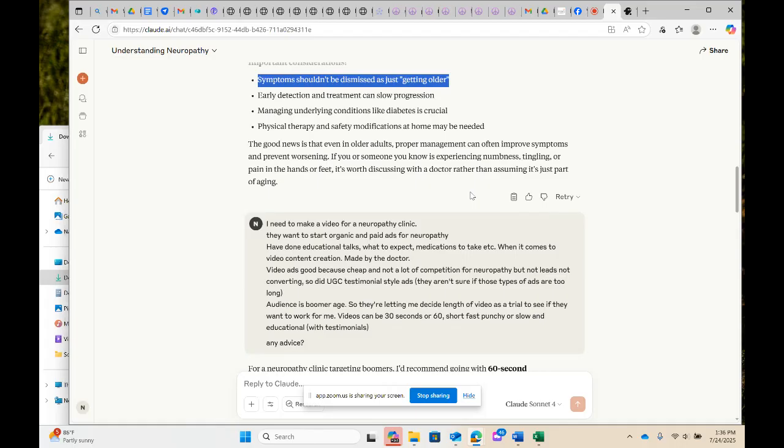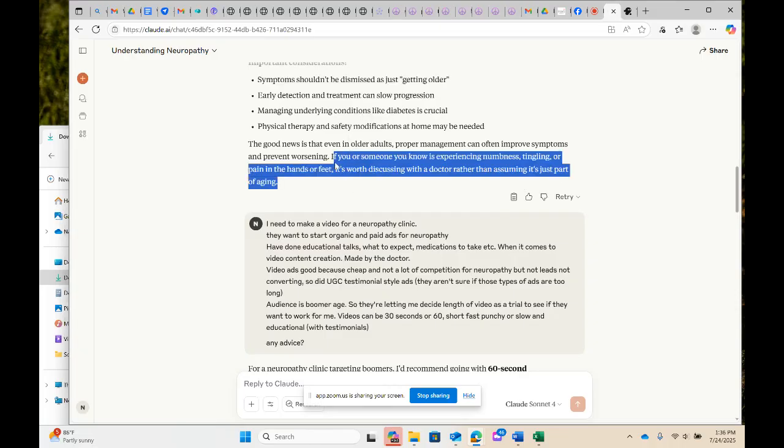Are you familiar with numbness? If you or someone you know is experiencing numbness, tingling, or pain in the hand or feet, it's worth discussing with a doctor rather than assuming it's just a part of aging. That's a great ending line. That's a great call to action right there.